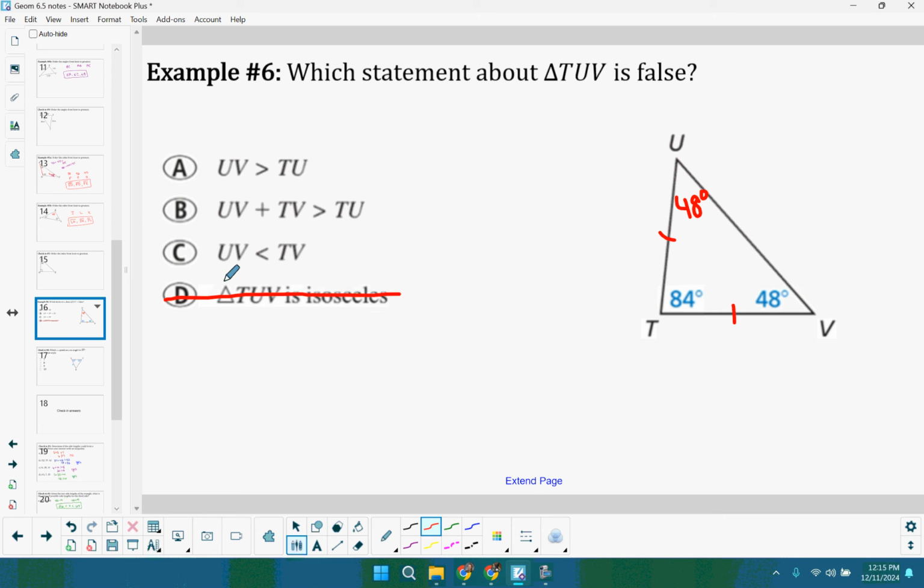Now I'm comparing some sides. I know that TU and TV are going to be equal by the base angle converse. And I know because 84 is bigger than these angles, UV is going to be the biggest side. So when they say that UV is bigger than TU, that's true because UV has to be the biggest side.